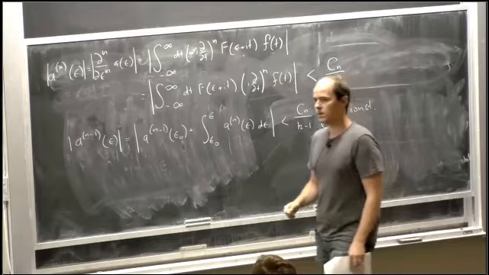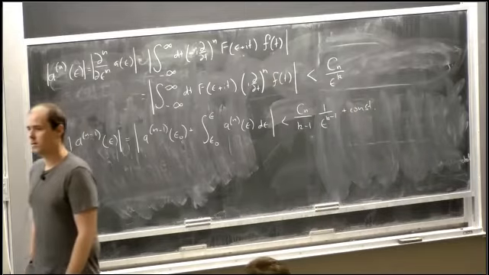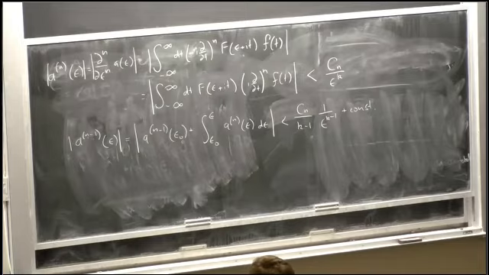Yes? So this shows that A of epsilon is bounded, and does it tell us anything about its single valuedness? What if we have a branch cut in the correlation function after analytic continuation? Good.